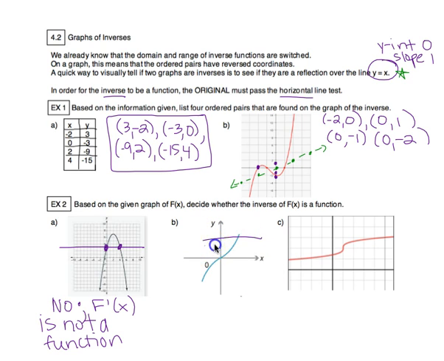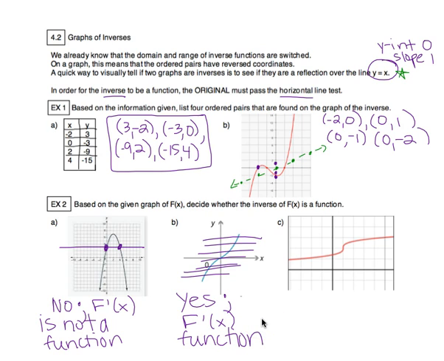This one, I'm drawing tons and tons of horizontal lines. None of them are touching more than once. So this one would be a yes. F prime of x is a function. And then on C, same idea, because we're always going to be using the same thing. I can draw as many horizontal lines as I want. None of them touch more than once. So this one would also be a yes. So f prime of x, or the inverse of f of x, is a function.